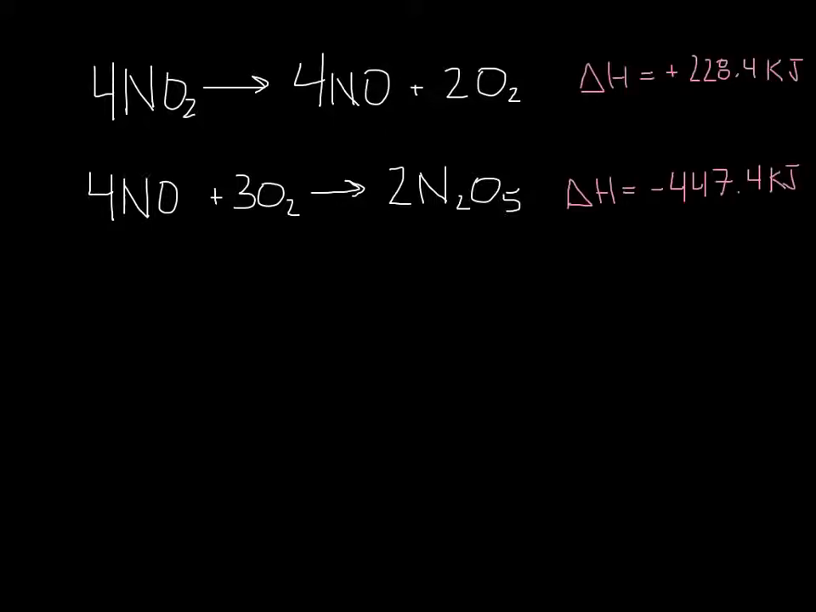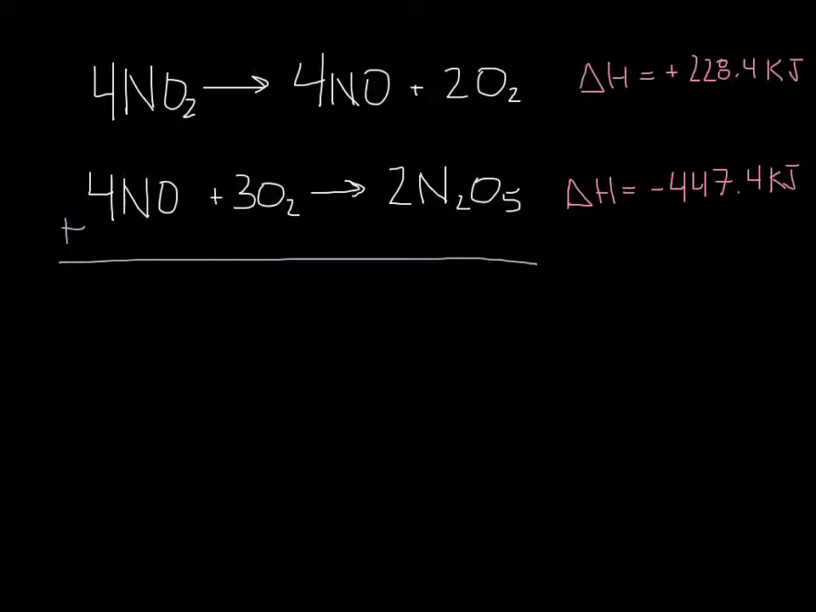And the first reaction is endothermic, and it requires 228.4 kilojoules of energy. The second reaction is exothermic and releases 447.4 kilojoules of energy. Now, what you probably notice is that nitrous oxide and oxygen are the products of this reaction, and they're reactants in this reaction, which means that these two could take place in the exact same vessel, which means that we can actually sum these together to come up with a brand new reaction.